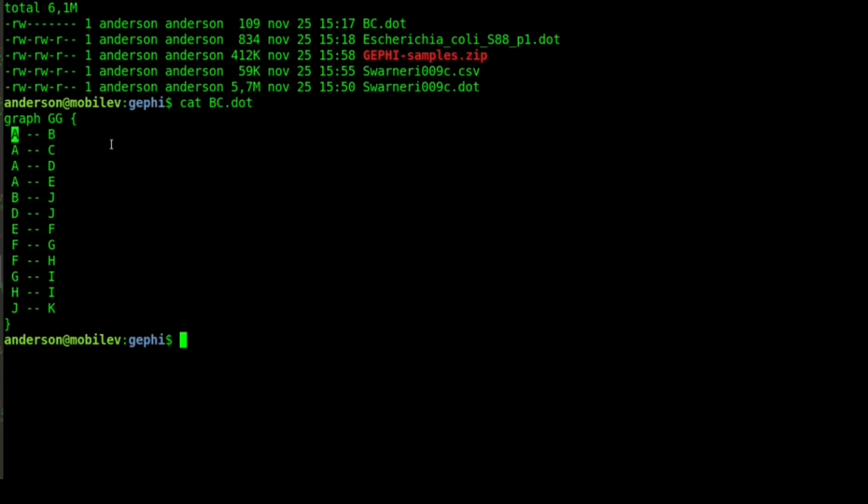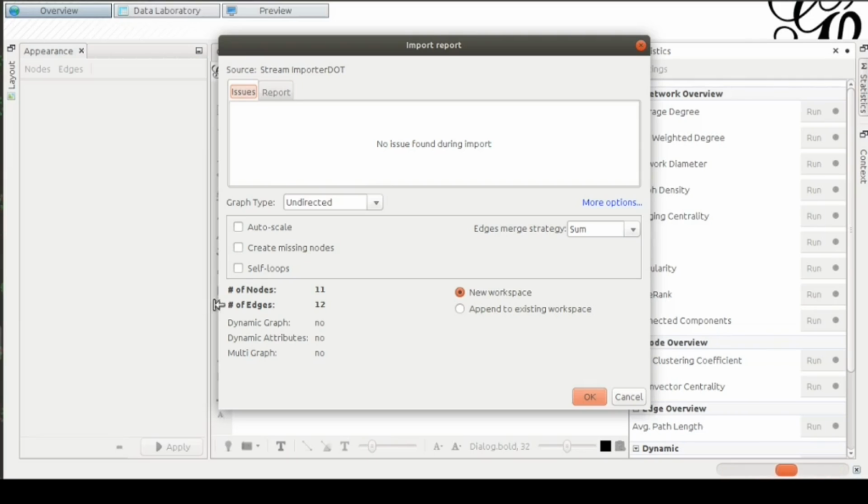Let me show you. I have many files in this folder, but I will start with this file. This is a dot file. This is one of the most straightforward ways to construct a graph. Here I have a lot of objects. I don't care what A, B, C, D mean. It could be a person, it could be a computer, anything you want. They are entities that are related. The way that they are related is defined by these two minus signs. It means a relationship between entity A and entity B, A and C, and so on.